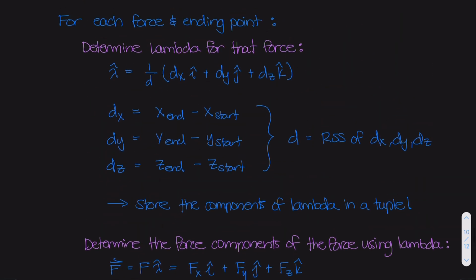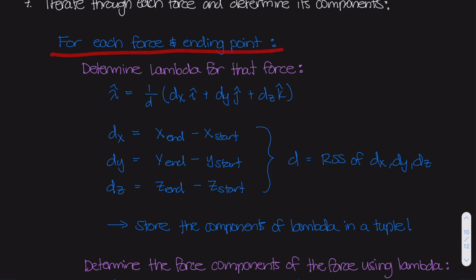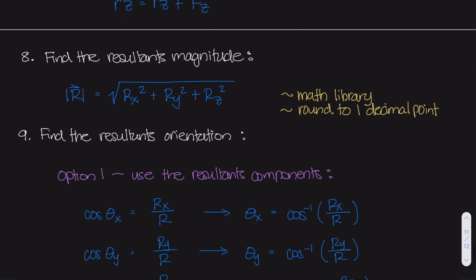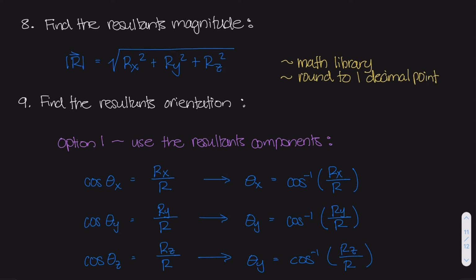Okay, so once this for loop ends, once it's gone through every single force and every single ending point and added all those components to rx, ry, and rz, the last few things we need to do is, number one, we need to find the resultant's magnitude. And how do we do that? Well, we take the root sum square of whatever rx, ry, and rz are, and that gives us the magnitude of the resultant force. Now, in Python, in order to do things like squaring a number or taking the square root of something, we need to use the math library. So we'll have to import that in our script.